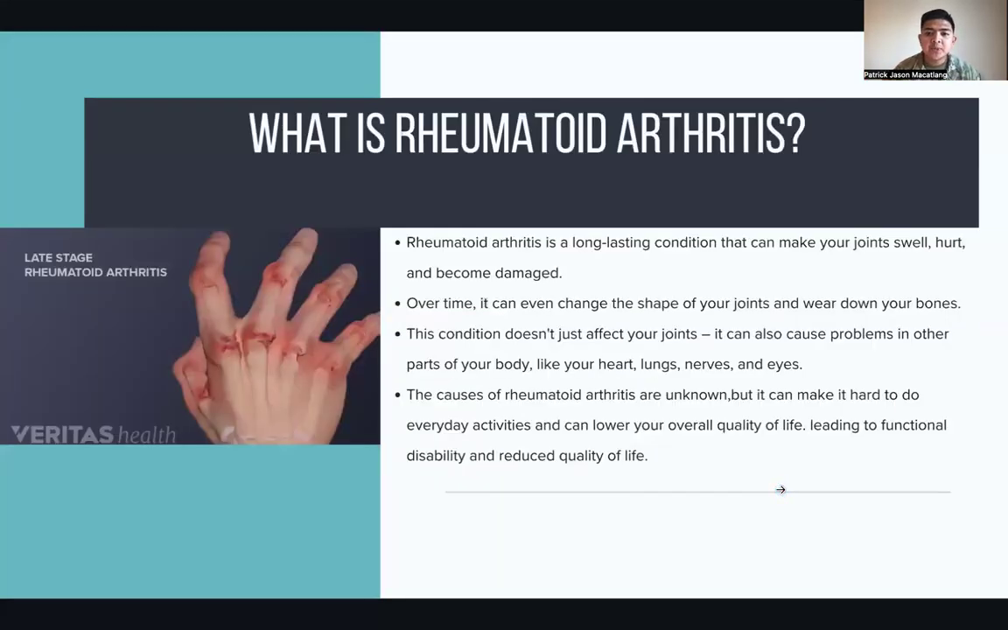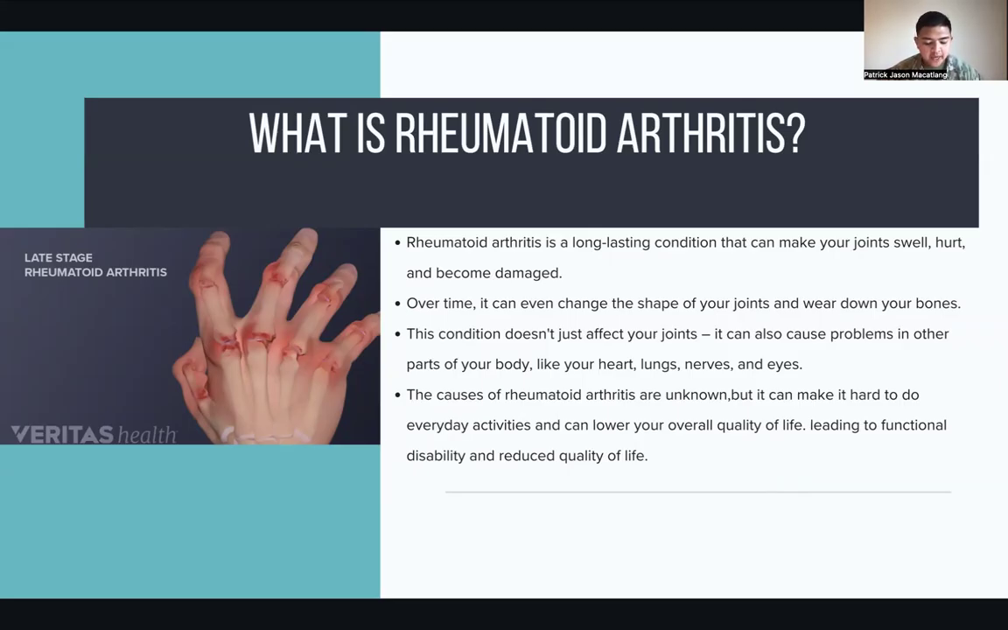So what is rheumatoid arthritis? RA is a long-lasting condition that can make your joints swell, hurt, and become damaged. Over time, it can even change the shape of your joints and wear down your bones. This condition doesn't just affect your joints, it can also cause problems in other parts of your body, like your heart, lungs, nerves, and eyes.